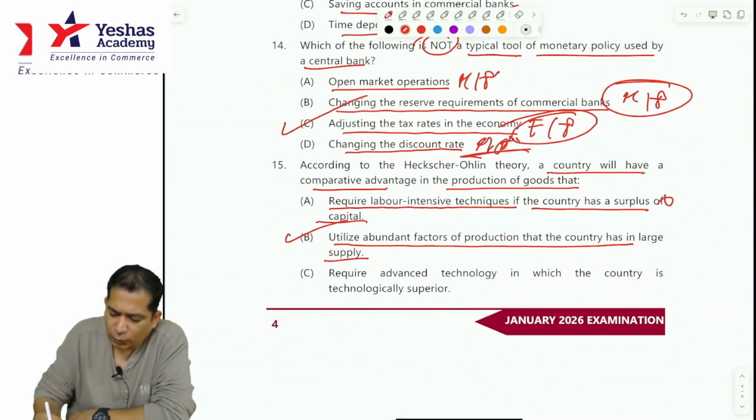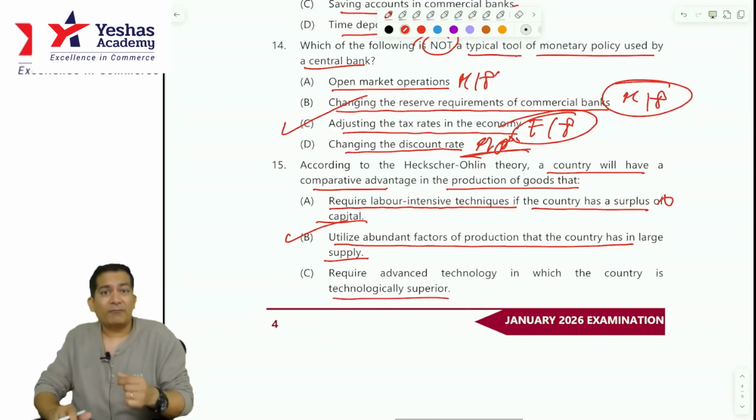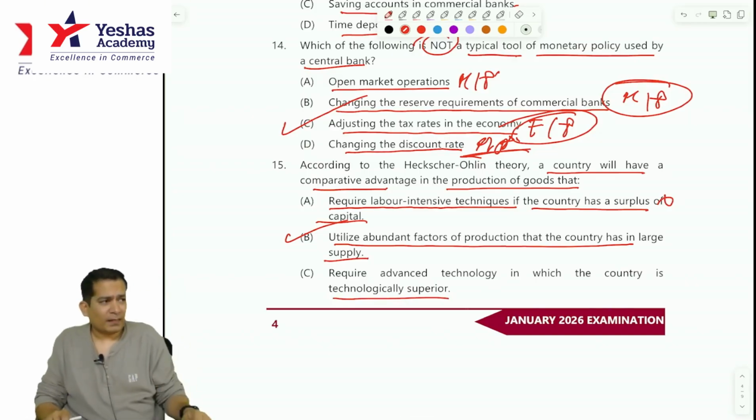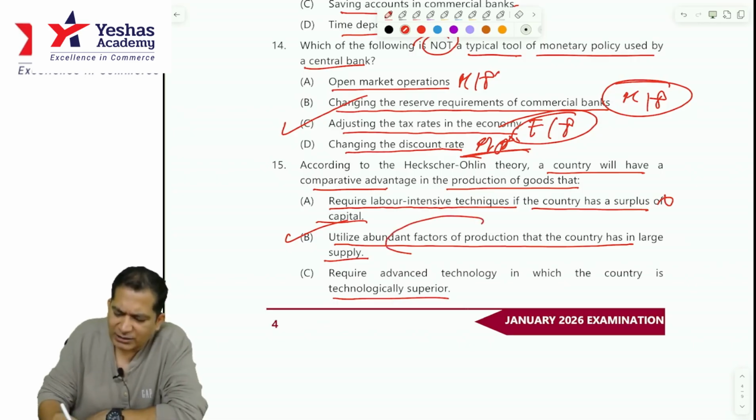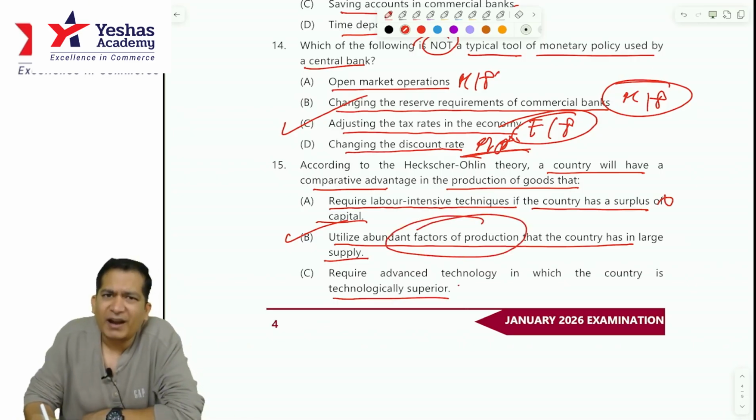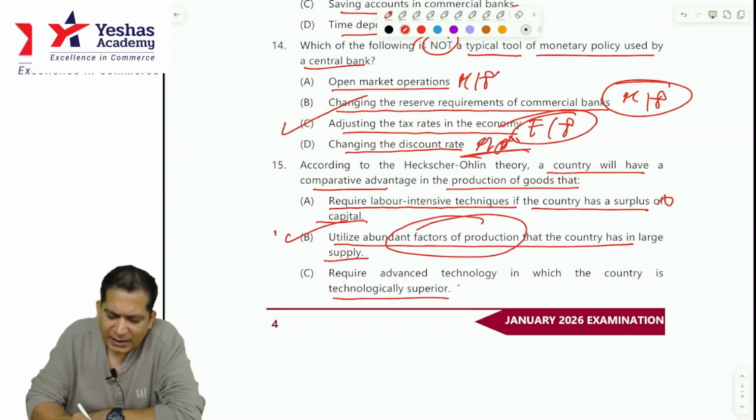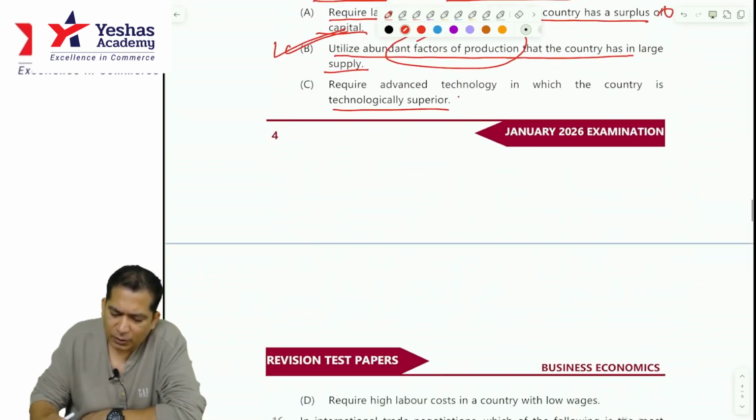Require advanced technology in which country is technologically superior? Now, this is also an answer, but I told you before as well that if more than one option is correct and both B and C is not given, then you have to choose the one which is better. So here they are talking about factors of production. Technology is also one of the factors of production. So better answer would be option B rather than option C. Option C is not wrong, but B is better.